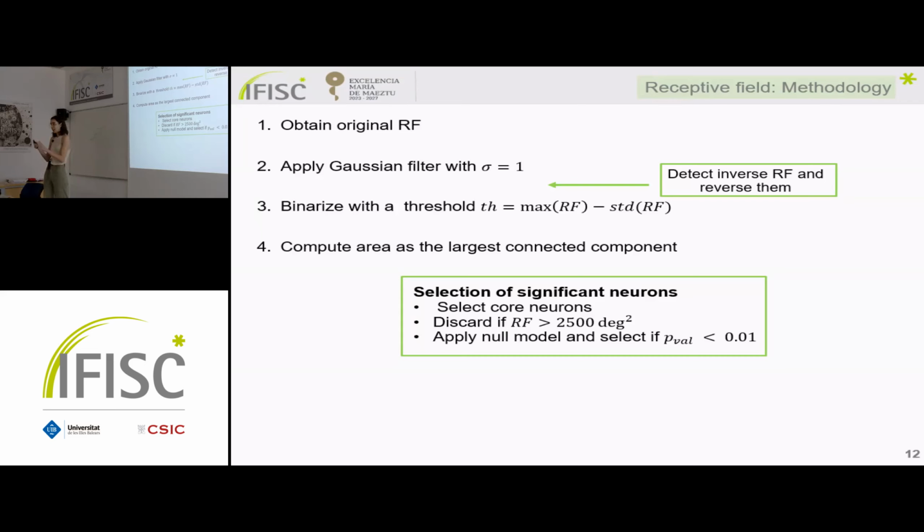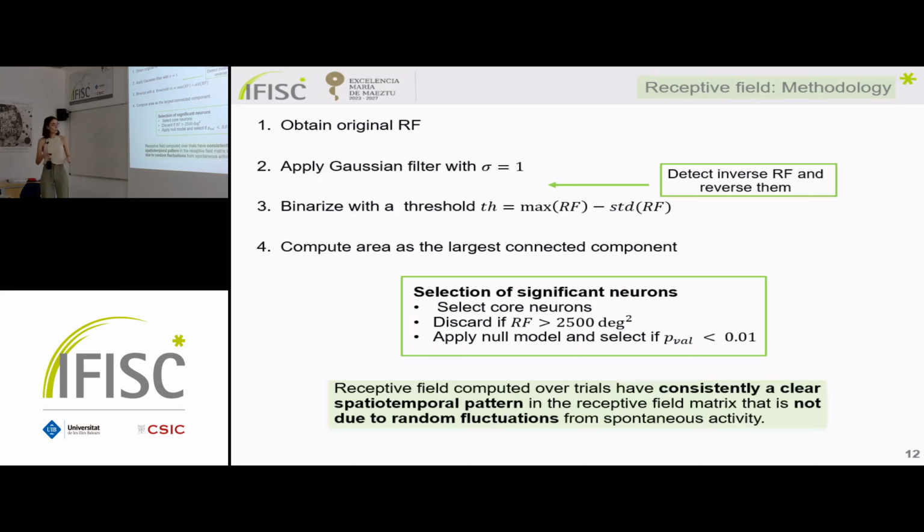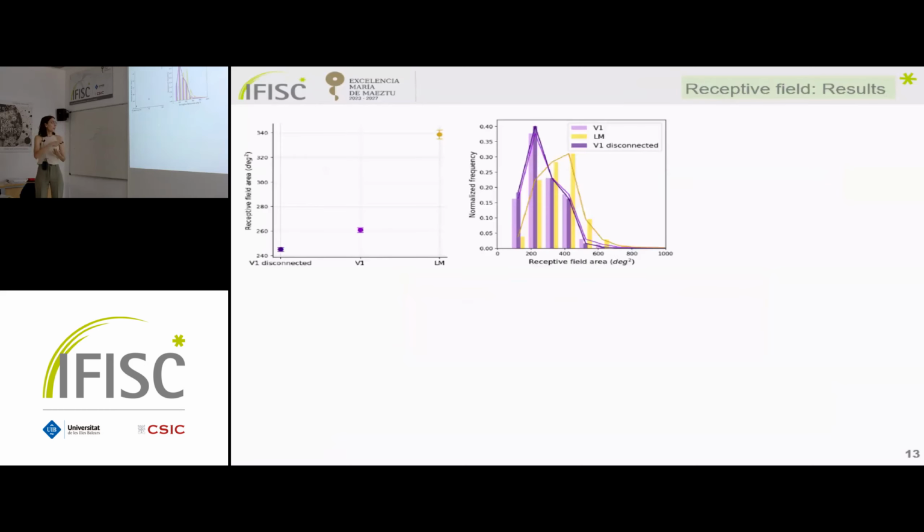But the key thing to know is that this model ensures that we only select neurons that have a receptive field with a clear structure and pattern in time and in space, over trials and in space. And that we will not take neurons whose area is just a product of random activity because of spontaneous firing rates. Once we do this selection, here you can see the results of the receptive field areas.